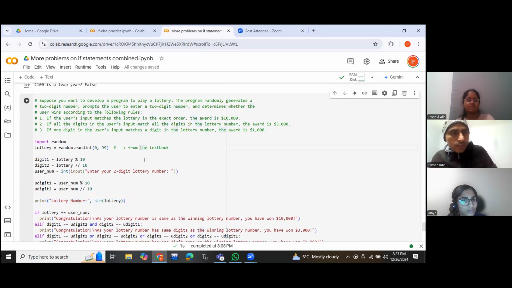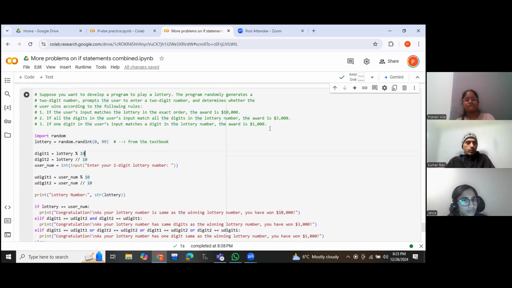Let me read it again. The prompt generates a two-digit number. Prompt the user to input. Then determine whether you win according to the rules. If the user's input matches the lottery in the exact order, the prize is 10,000. If all the digits in the user's input match, okay, one digit. So this question was very interesting, right? Yes, sir, it is.